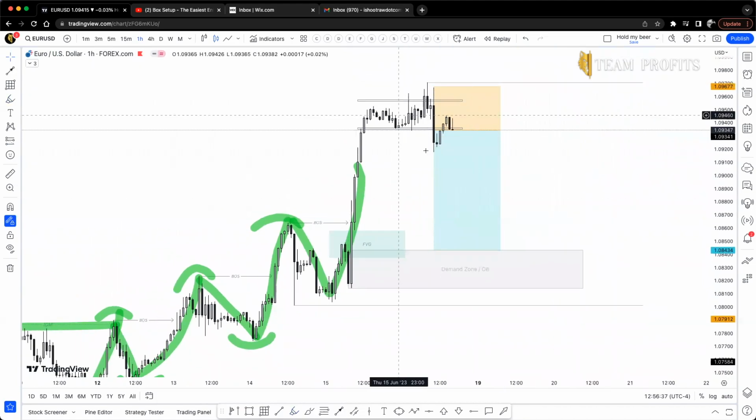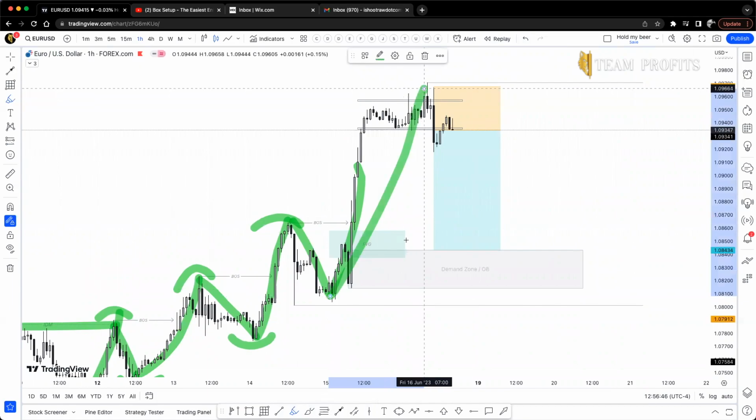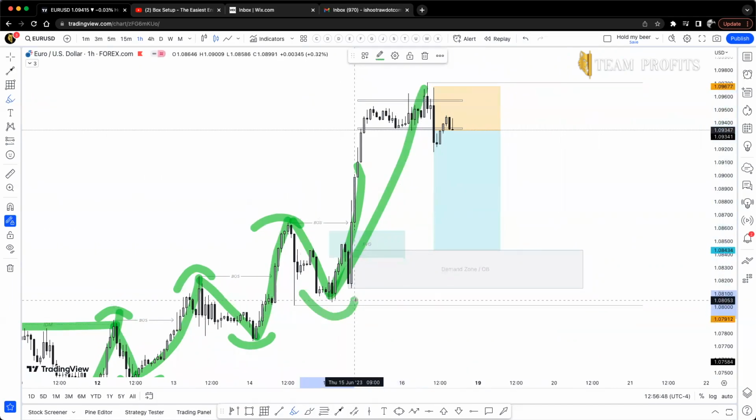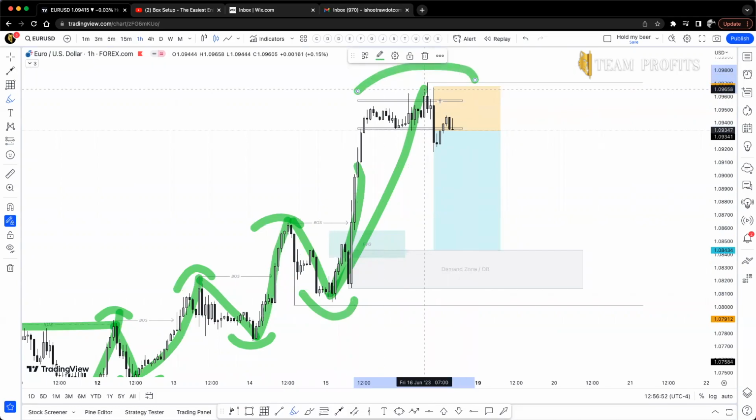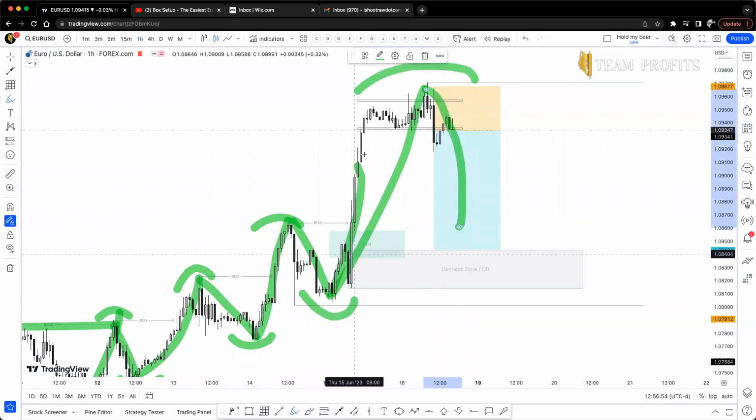This is an actual setup I sent to the VIP, and look at what's happening. We have an impulse, pretty much repeating. We have an impulse, right? This is my strong low, my weak high so far. I'm expecting price to pull back. You look at the strength of this thing, right? There's a nice demand zone right here, so I'm sort of expecting the market to come back here.